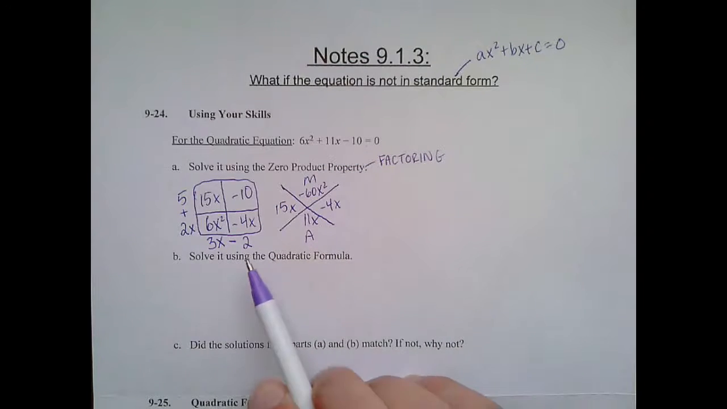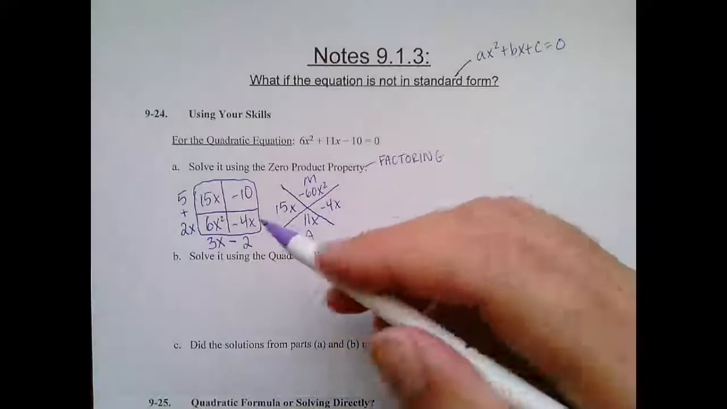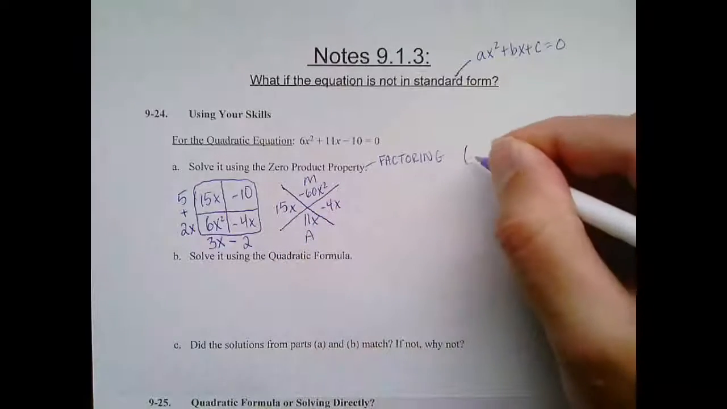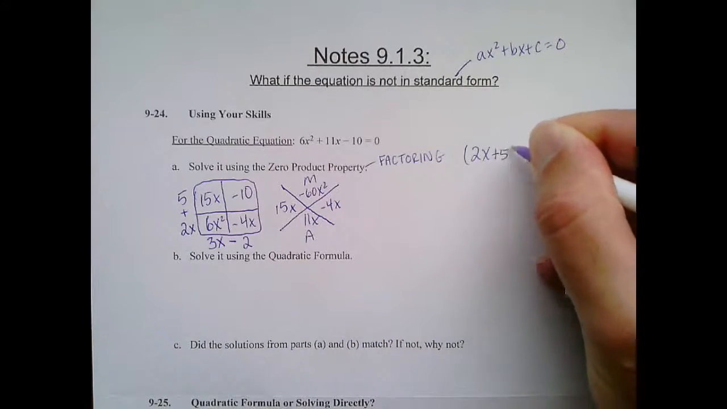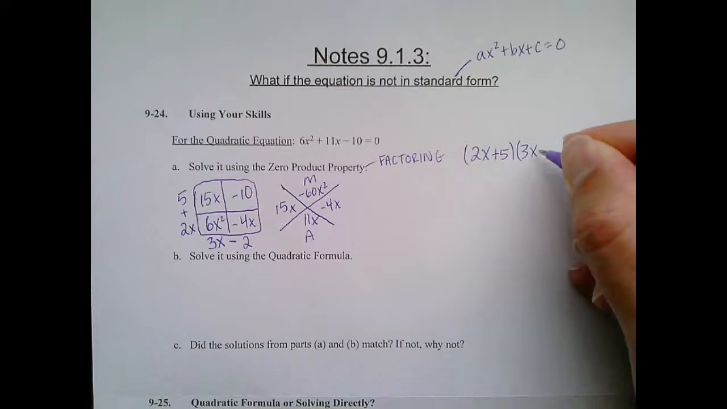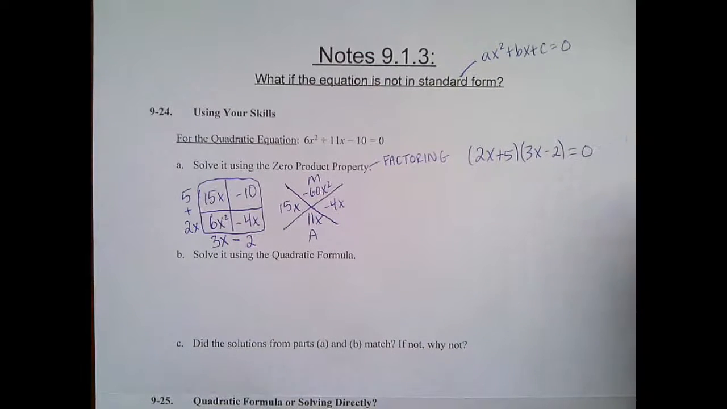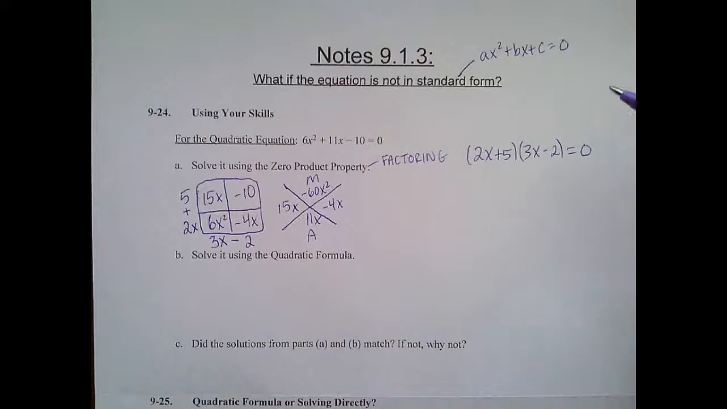So then if I wanted to write this as a product, then I know I can use length times width. This is not anything new. So I have 2x plus 5 times 3x minus 2. And I set it equal to 0. Well, now the zero product property says that if 2x plus 5 times 3x minus 2 is 0, if two things multiply to 0, then one of them, or both of them, have to be 0.